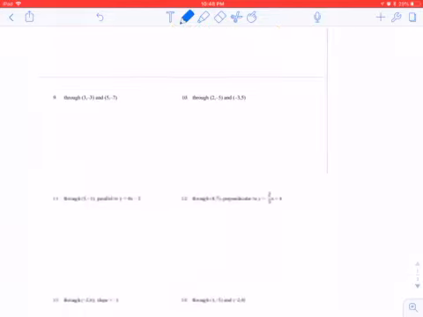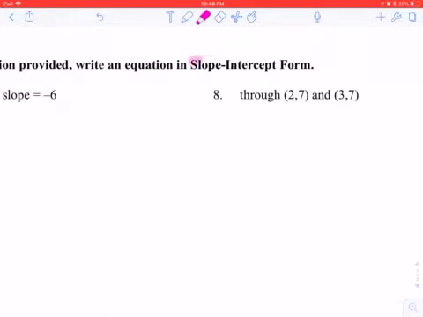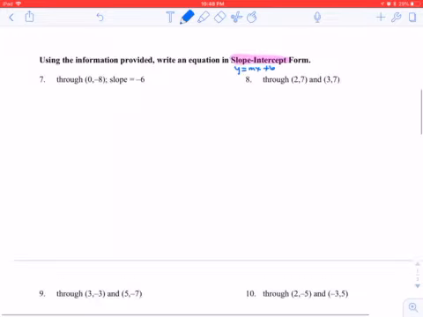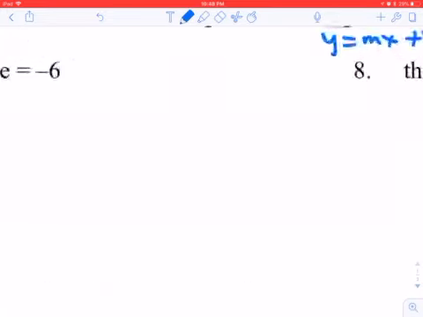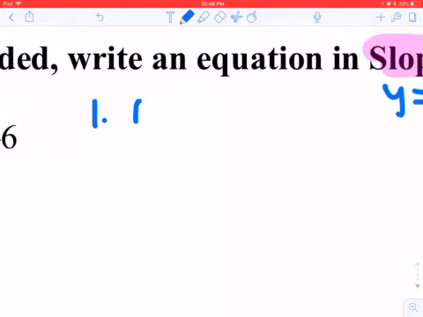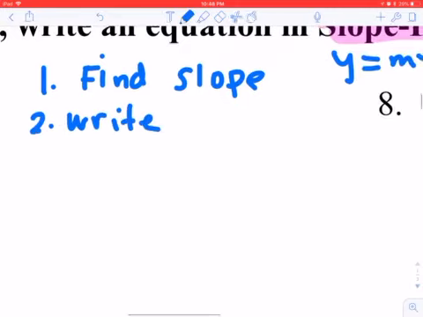Okay, 7 through 14. These are the ones where you had to write into slope-intercept form. Remember, slope-intercept is your y equals mx plus b. So for these ones, there's 3 steps. First step is find slope. Sometimes it's given to you, sometimes you have to find it. Okay, first step is find slope. Second step, you need to write it in point slope form.